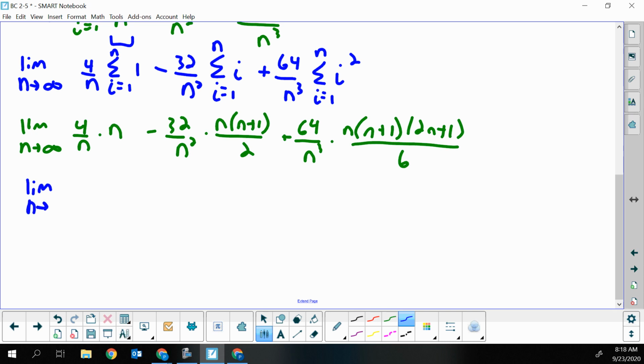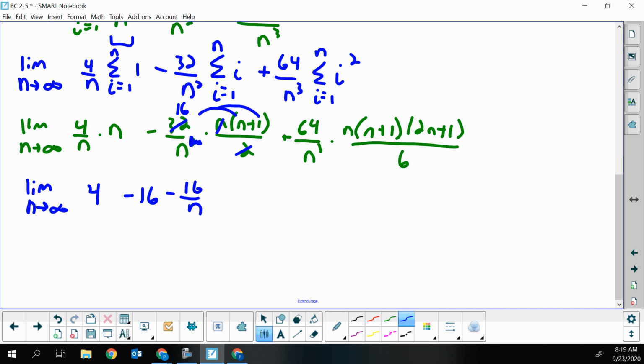So we have the limit as n approaches infinity. 4n times n is just going to be 4. Here we can take a 2 out of each of these, so that's 16. We can take an n out of each of those. So essentially what we're going to do is distribute negative 16 over n through to the n plus 1. So negative 16 over n times n, the n's will wipe out, so we'll get negative 16. Negative 16 over n times 1 will give us minus 16 over n.